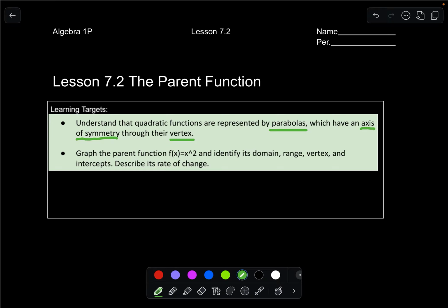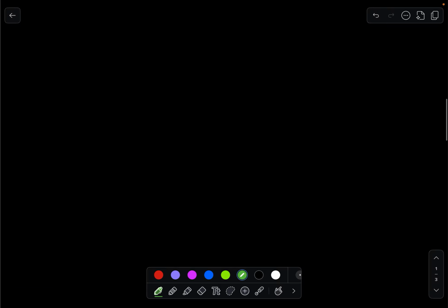And then we'll graph the parent function, which is f of x equals x squared, and identify domain, range, vertex, and intercepts, or describe its rate of change. All right. So let's get to this.